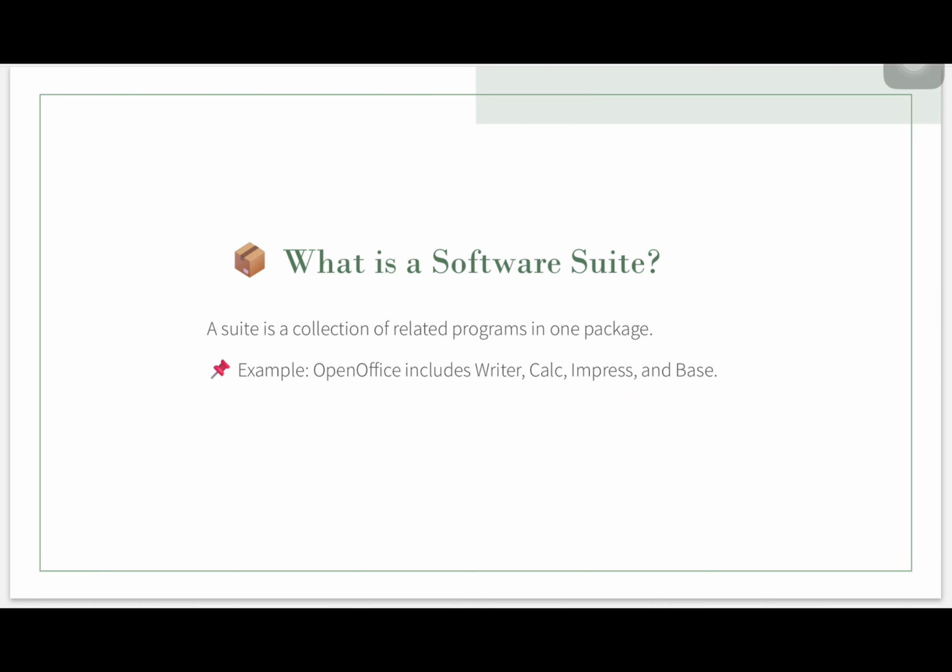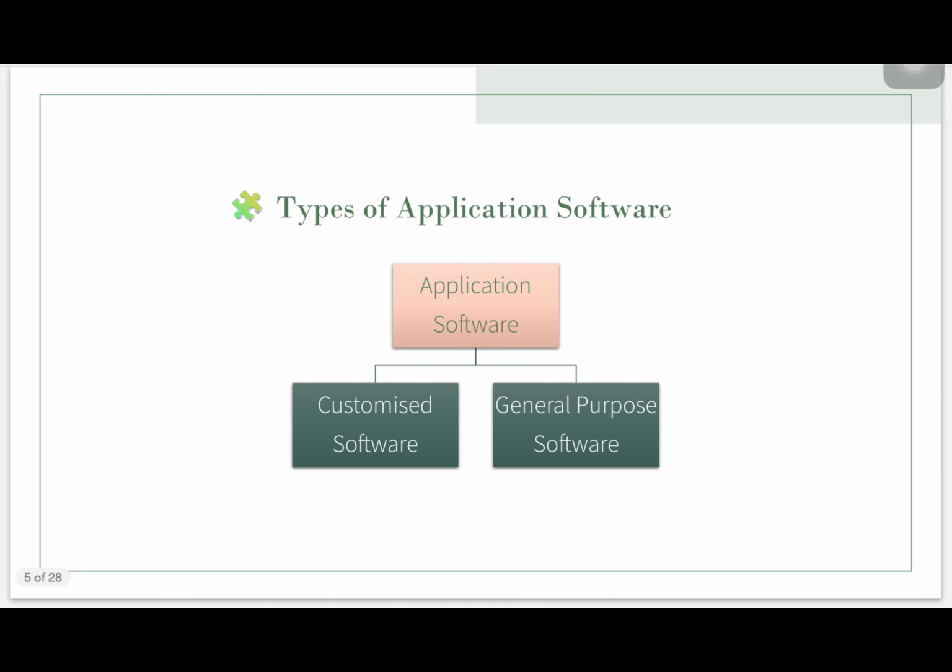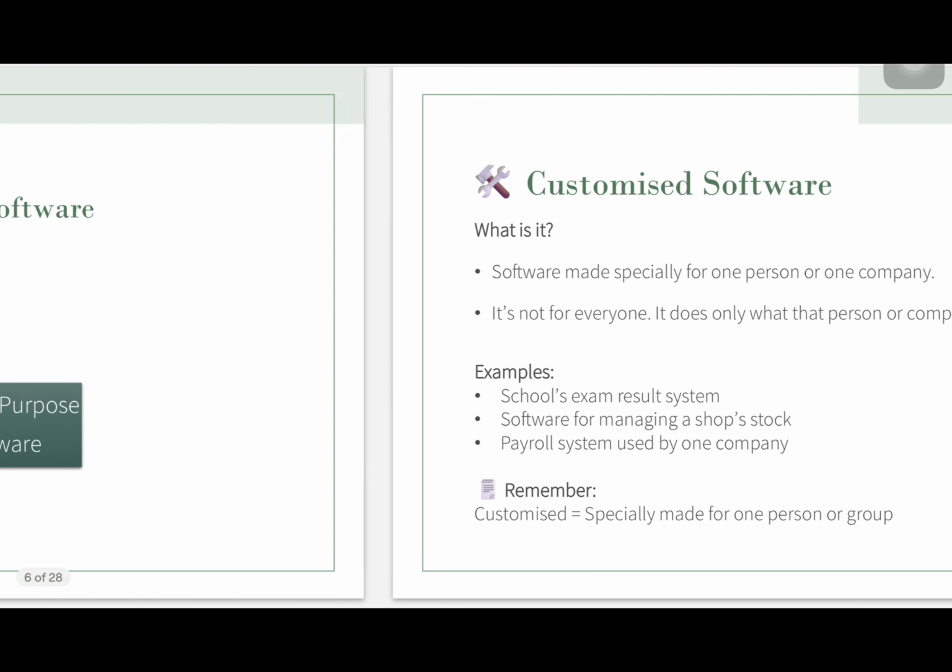If a few students are not familiar, I will tell you. Writer means to write, and Calc is for calculation, for example, as I told you just now, MS Excel or Google Sheets. Impress means MS PowerPoint, right? Presentation. And Base is for database types. Now next, application software is divided into 2 parts. First part is called customized software and second is general purpose software. Further on we will see its classification.